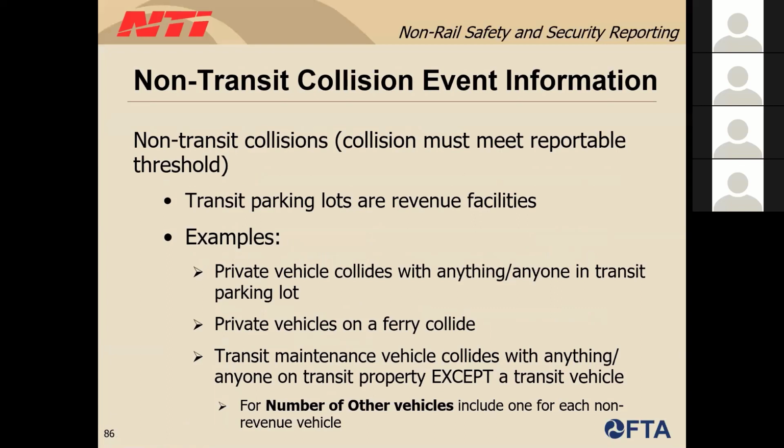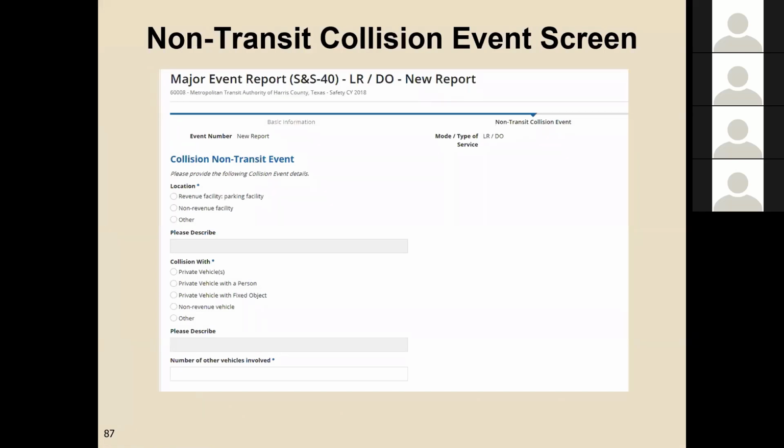NTD also collects non-transit collisions such as an accident in a transit parking lot or with transit property. The event must meet a reportable threshold. Here are a few examples you can read through. For number of other vehicles selection, enter the total number of non-revenue or private vehicles involved. The non-transit collision form will appear when you select the collision event type on setup screen 1 and select no to the question, were transit revenue vehicles involved in this collision on setup screen 2.